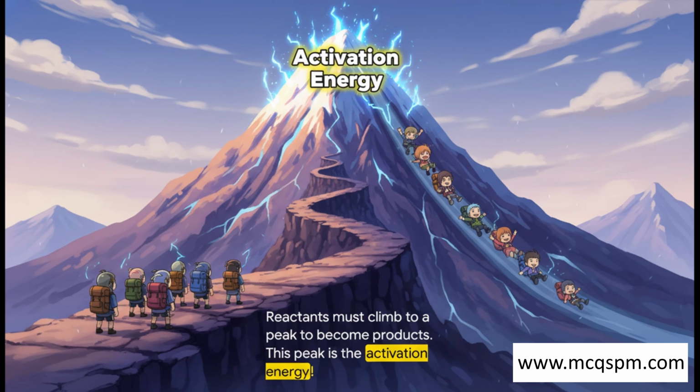And here is an awesome way to picture it. Think of the reactant particles as these little characters at the bottom of a huge mountain. To become products, they have to climb all the way to the top. That peak, that's the activation energy. Only the particles with enough kinetic energy to struggle all the way to the top can then enjoy the easy ride down the other side and become new products.